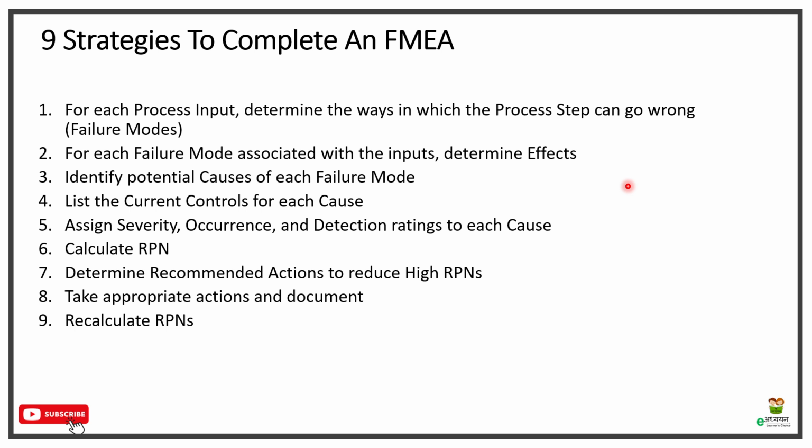So this is the general process, and these are the 9 steps to complete an FMEA, which we have already discussed in the earlier slides. We define the process input, then we determine each failure mode and its effect, identify the potential causes, and then list the detection method. Then assign the severity, occurrence and detection ratings, and finally calculate the RPN number. We define the recommended actions, then take appropriate actions and document them, and recalculate the RPN numbers.